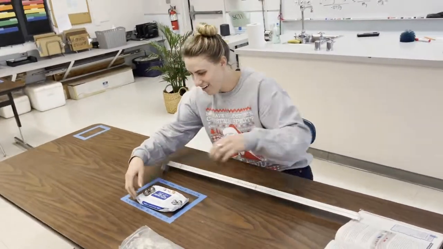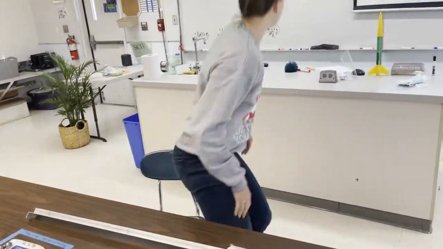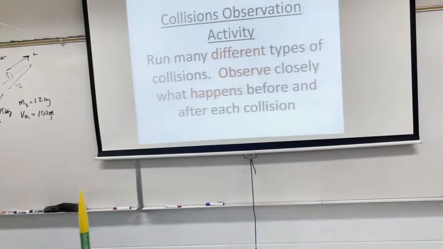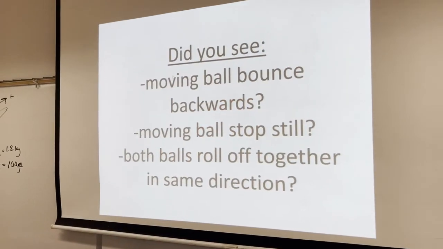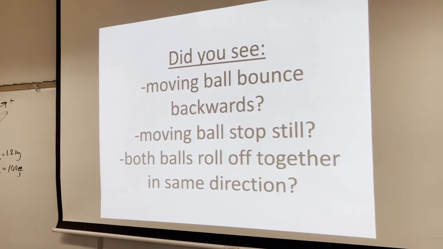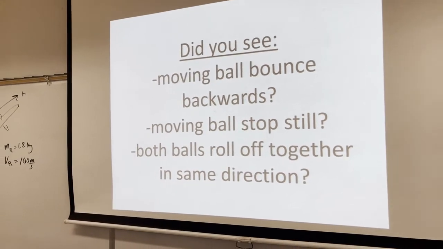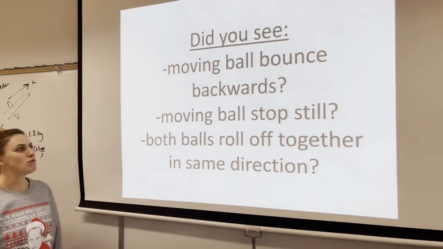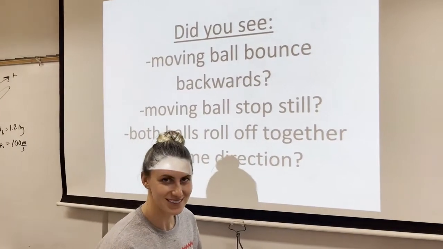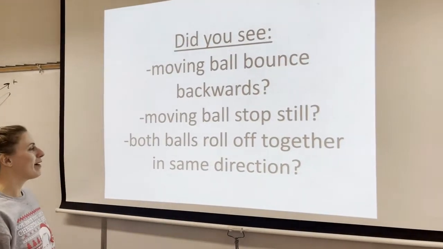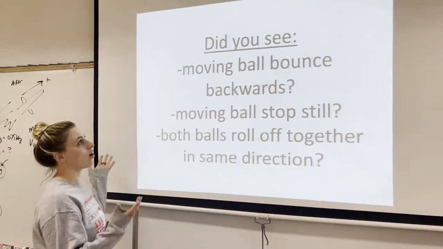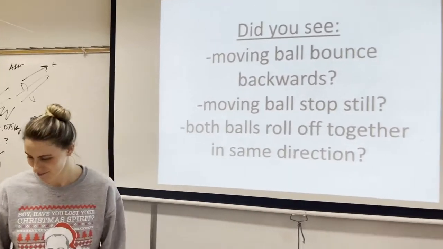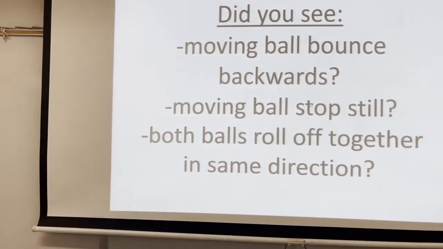Okay, all right. So let's see. Did you see a moving ball bounce backwards? I think so. Did you see a moving ball stop still? Yeah. How about both balls rolling off together in the same direction? That happened. These are all types of collisions. And there's lots of other things that happen, but we're not going to go through all of them. There's a lot.